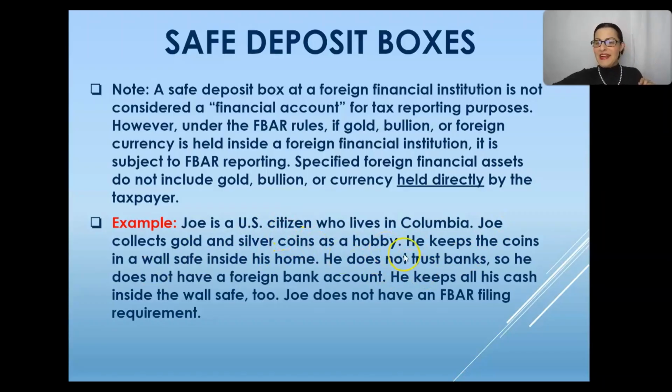He does not trust banks, so he does not have a foreign bank account. He keeps all of his cash inside the wall safe too. Joe does not have an FBAR filing requirement. So he has all of his assets and his money and his gold and everything inside of his house in Colombia, which probably is not a very safe thing to do. But if he does it this way, then he doesn't have to file an FBAR because all of those assets are being held directly in his house.